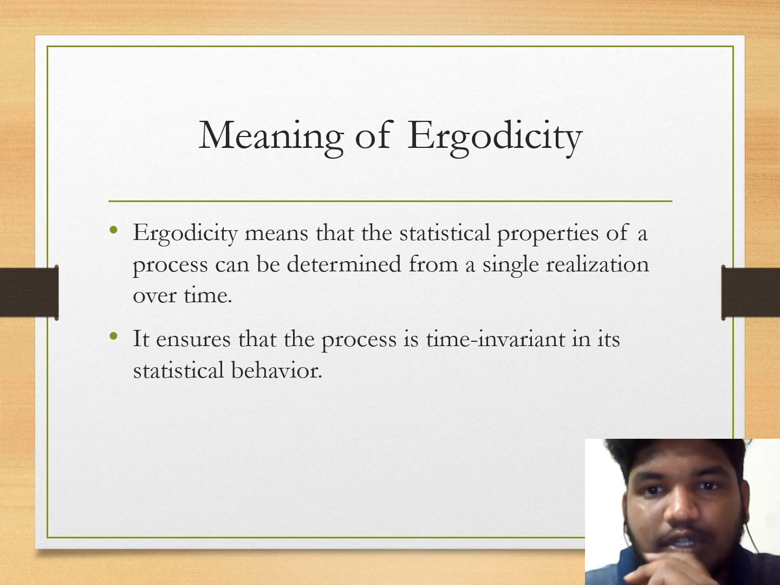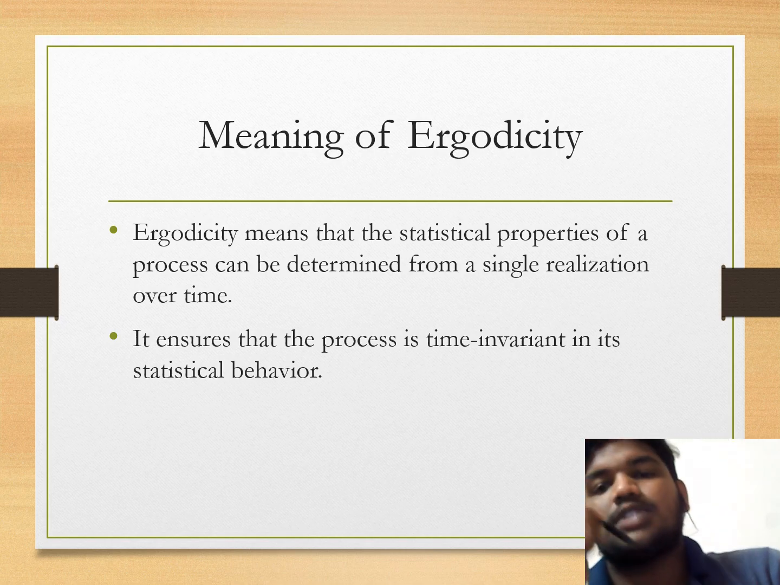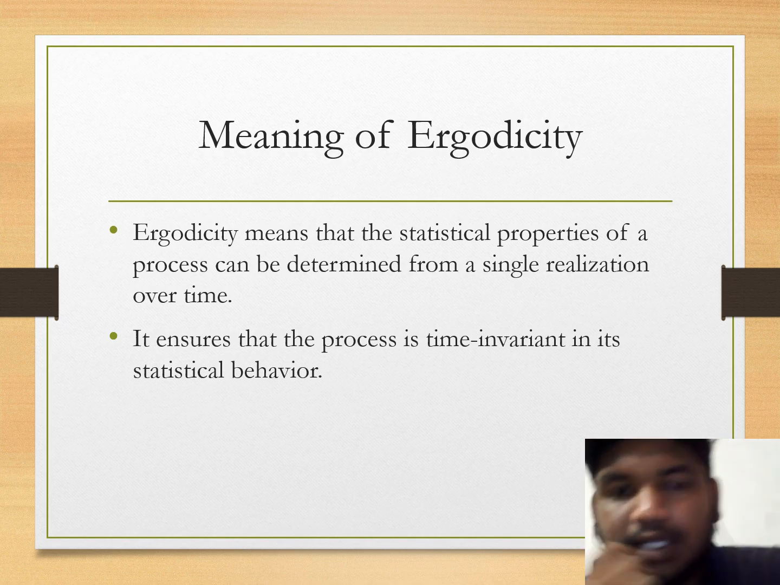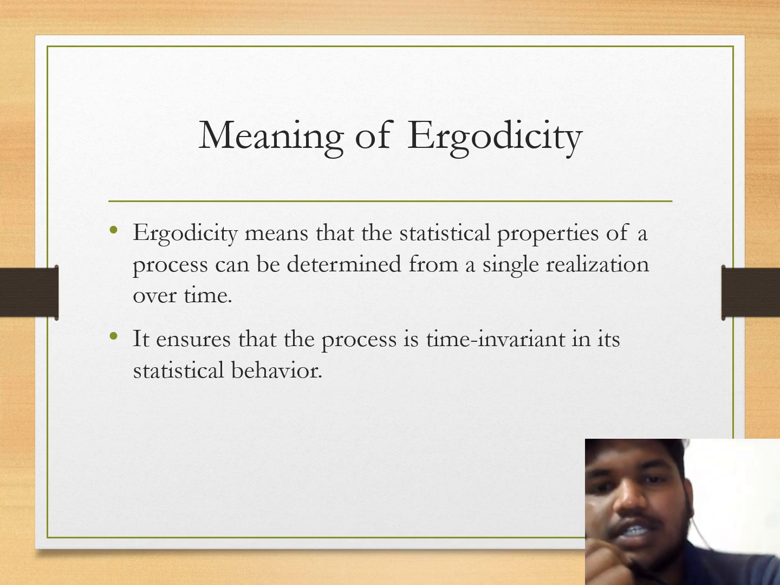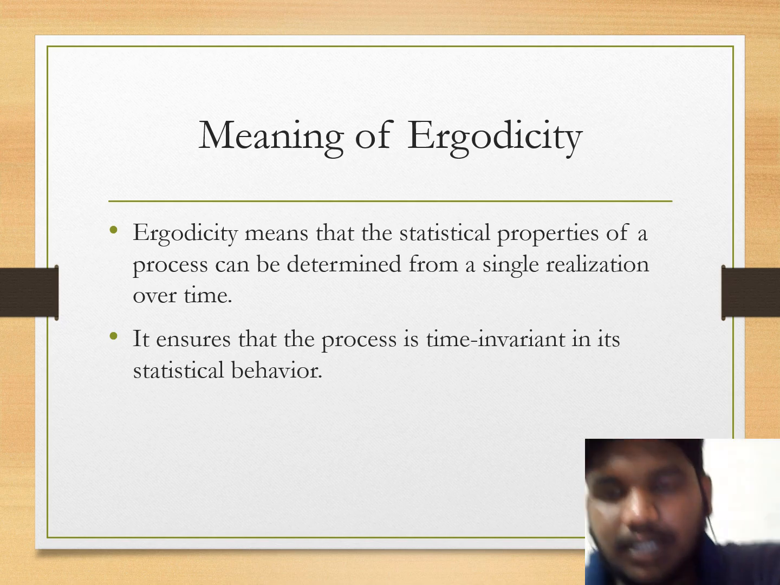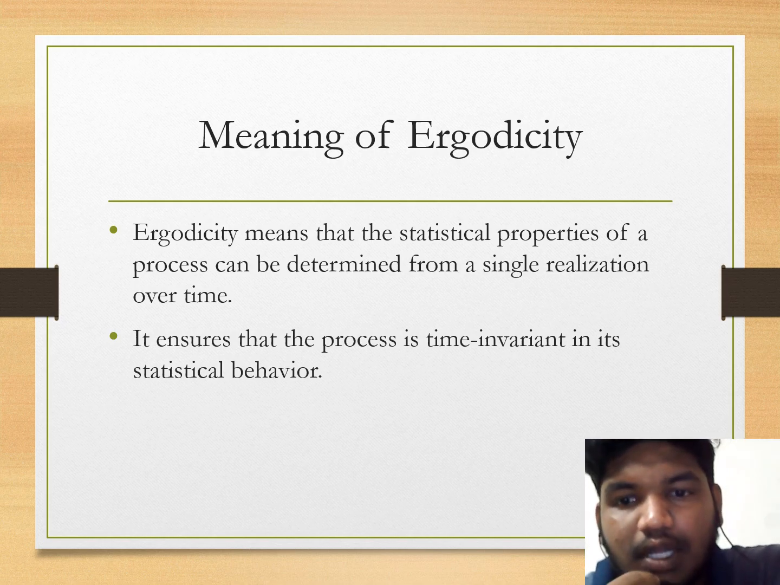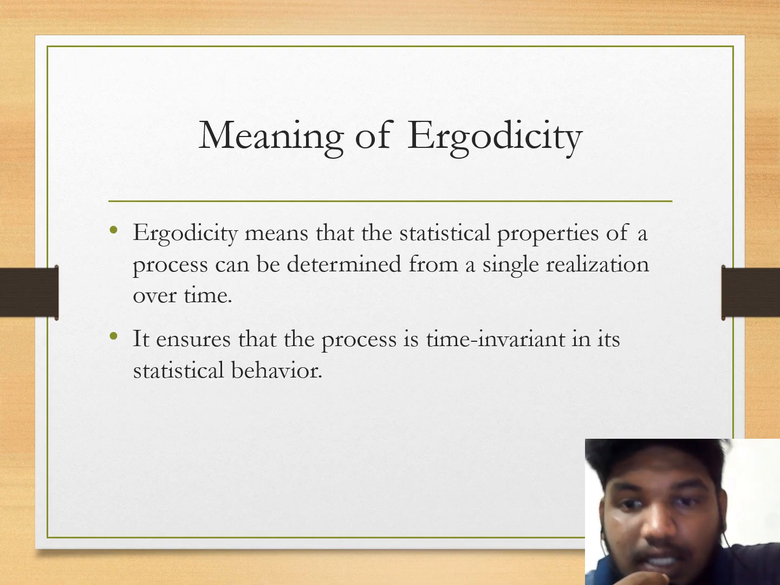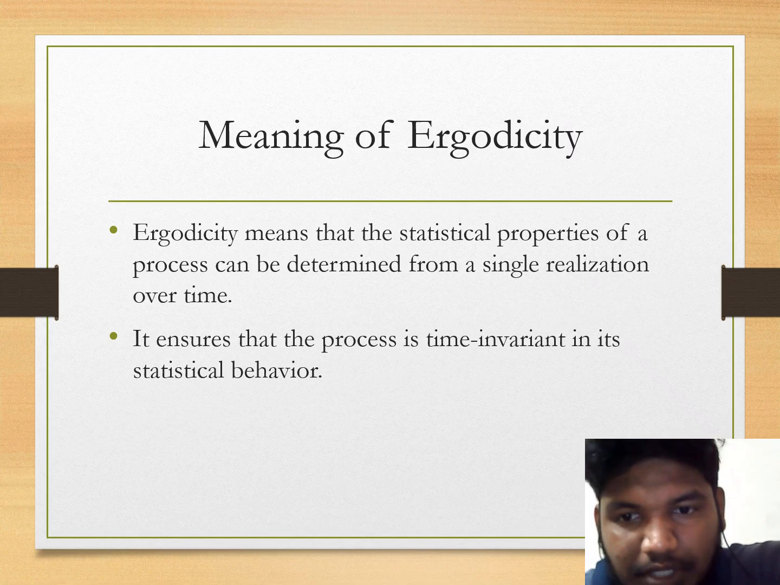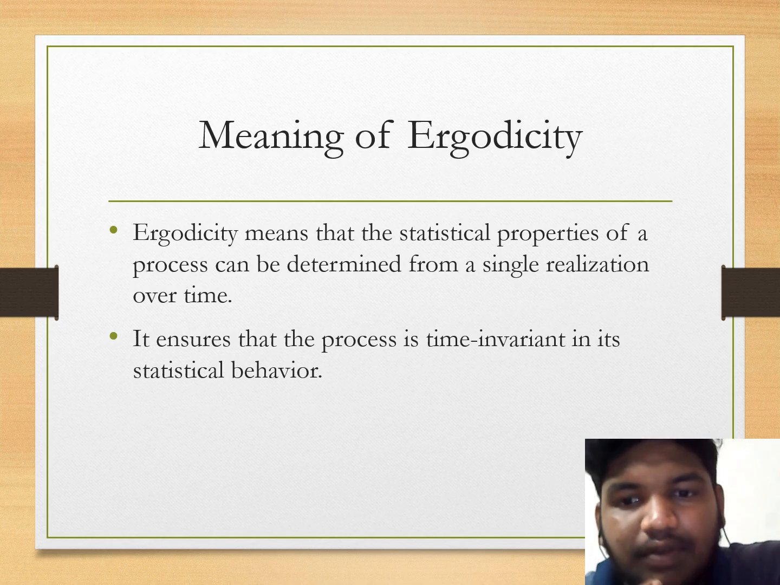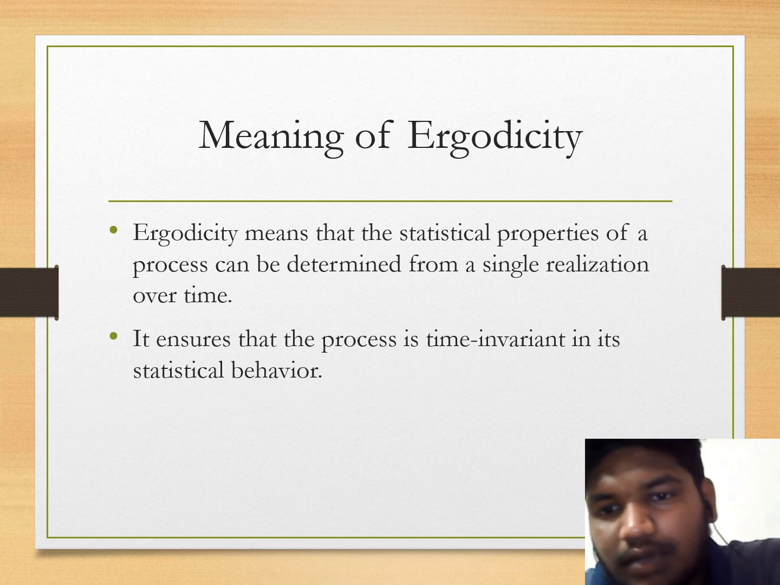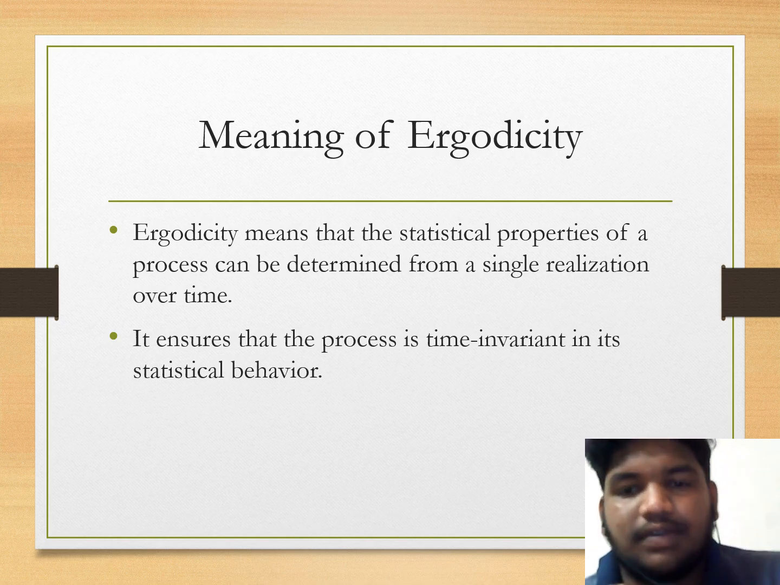Now I am going to explain the meaning of ergodicity. Ergodic means the statistical properties of a process can be determined by a single realization over time. It ensures the process is time invariant in its statistical behavior. Ergodic means time invariant. When the time average is equal to the ensemble average, then it is called an ergodic process, and it ensures the process is time invariant in its statistical behavior.